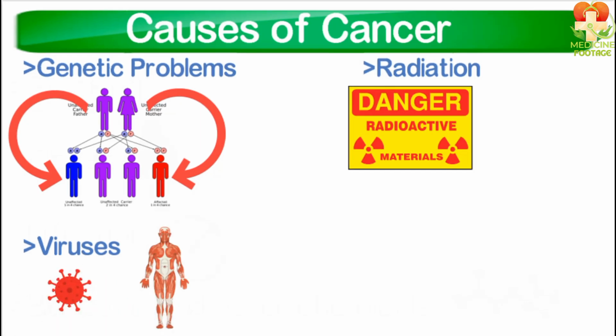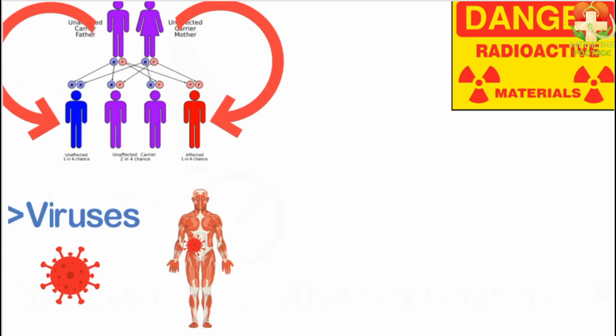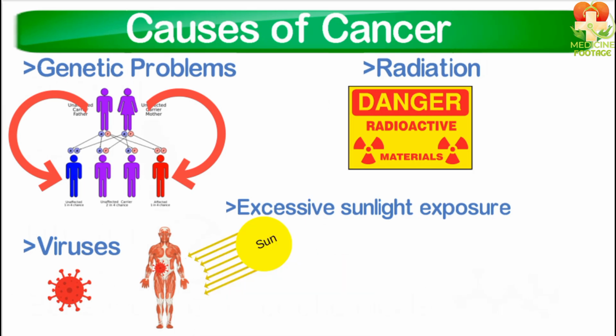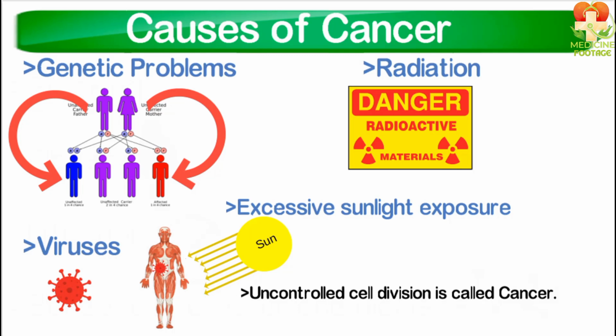Viruses. If someone gets a viral infection, or if someone is exposed to sunlight more, all these things are actually causes of cancer. When all these things interact with our body or fall on our body, the body's control over the growth of cells is lost. So I told you that those cells that go out of control become the cause of cancer. So these are all the causes of cancer.